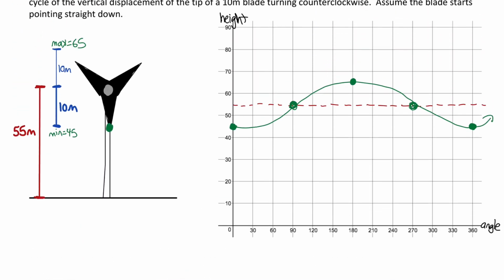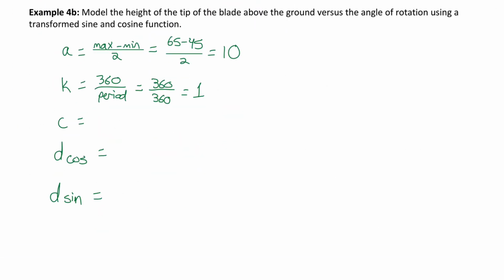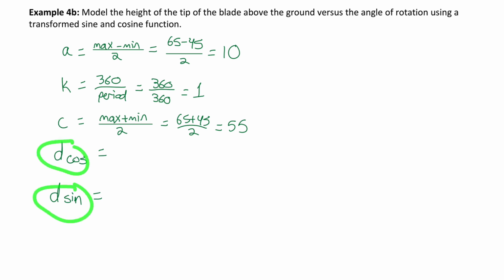C is the average height. It's the midline. And I already graphed that. It's at 55. But we could calculate it by finding the average of the max and min. So just do max plus min over 2, which would be 65 plus 45 over 2, which is 110 over 2, which is 55. Now, these three parameters are all going to be the same no matter whether we're doing a sine or a cosine function to model the relationship between those variables. But the D values, the horizontal shifts, will be different.